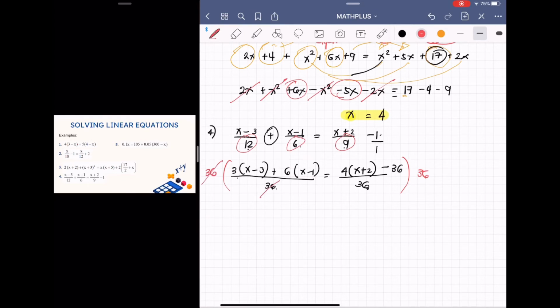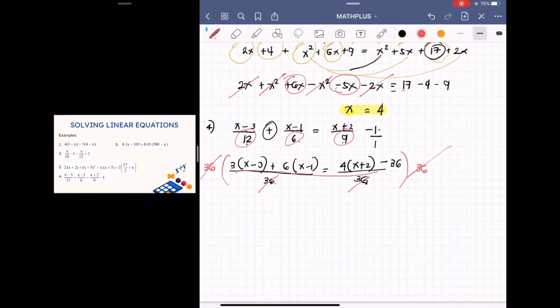That will cancel this. And I will result to the numerator, which I have to free the unknowns because they're inside the parentheses, which means I have to distribute. So I'll get 3x plus 9, 3x minus 9 plus 6x minus 6. That would be equivalent to 4x plus 8 minus 36.